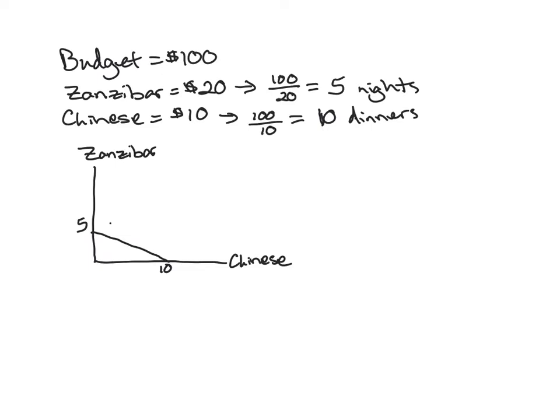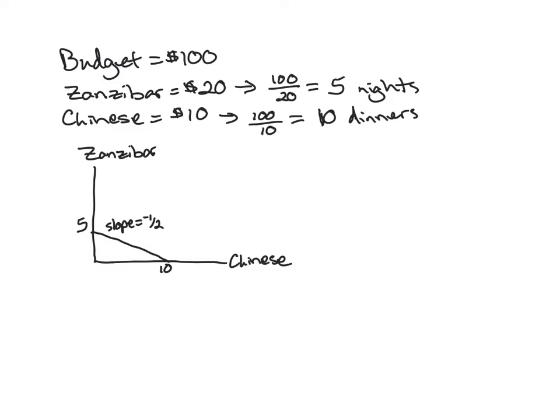Okay, so the slope here is -1/2. And the slope also tells us the opportunity cost of eating at the Chinese restaurant. Each time she goes to the Chinese restaurant, she gives up half a night at Zanzibar in terms of how much it would cost.